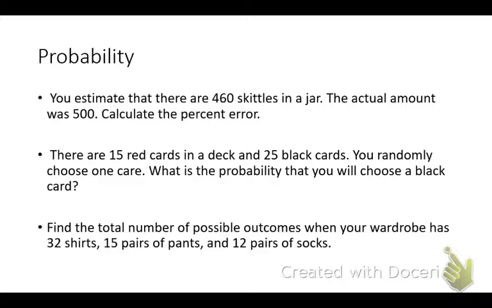Here's our last type of probability question. The total number of possible outcomes. This is about one of the easiest problems on your test if you can recognize what it's asking you for. That's probably the challenge here. Find the total number of possible outcomes when your wardrobe has 32 shirts, 15 pairs of pants, and 12 pairs of socks. There's two ways to find it. There's one that's absolutely ridiculous and would take you probably the whole hour. There's one that would take you about 15 seconds.